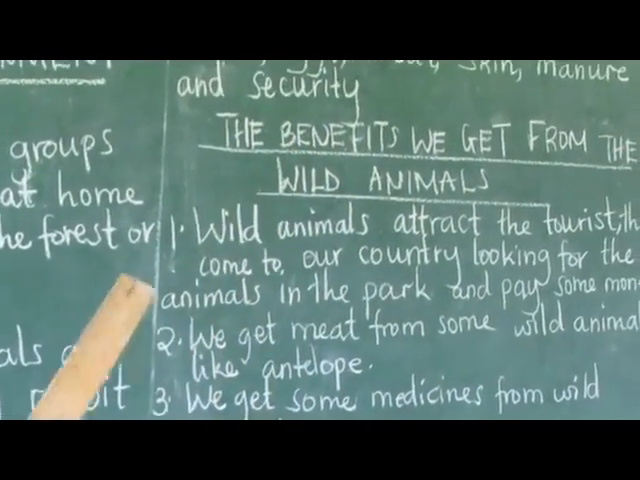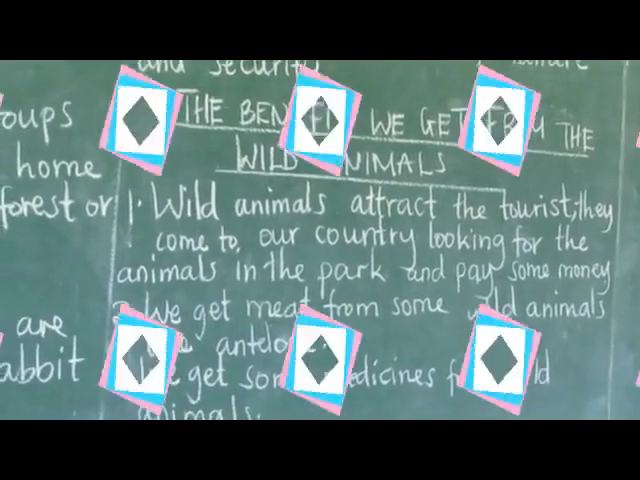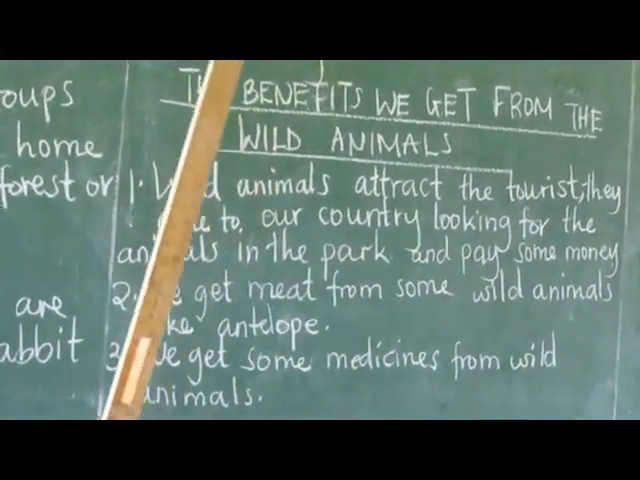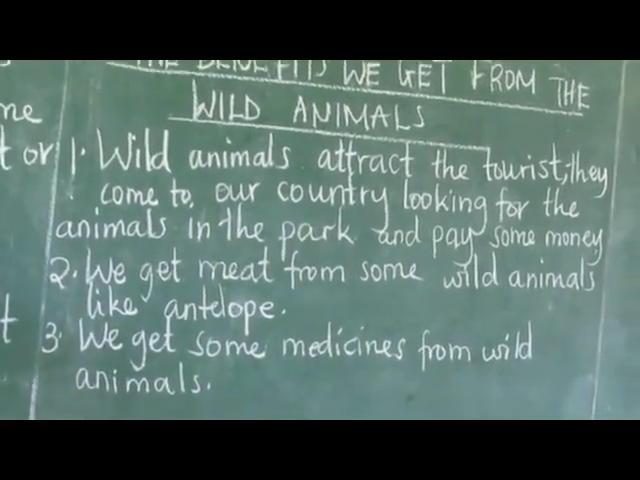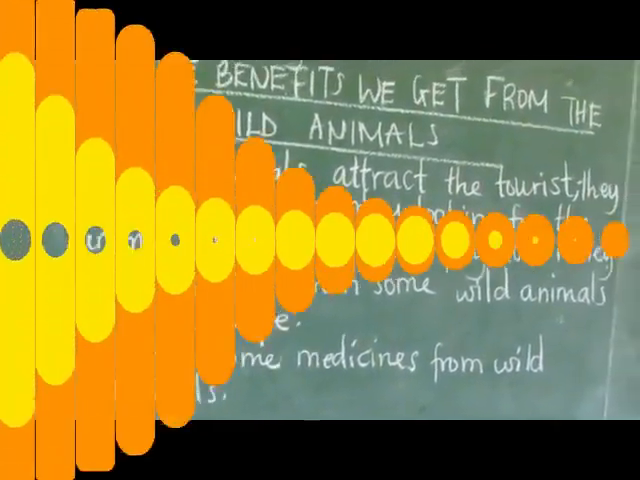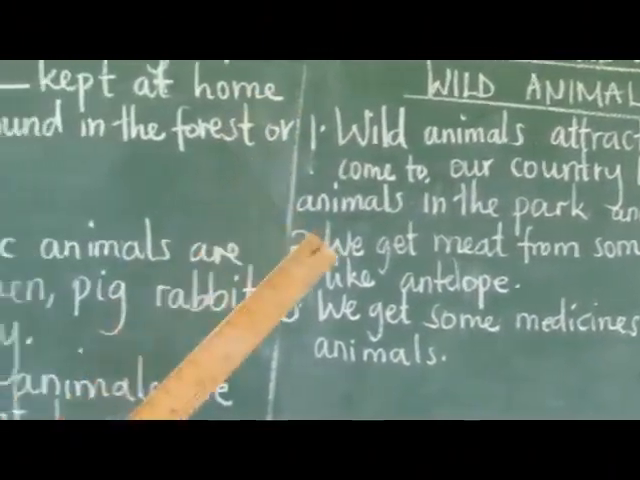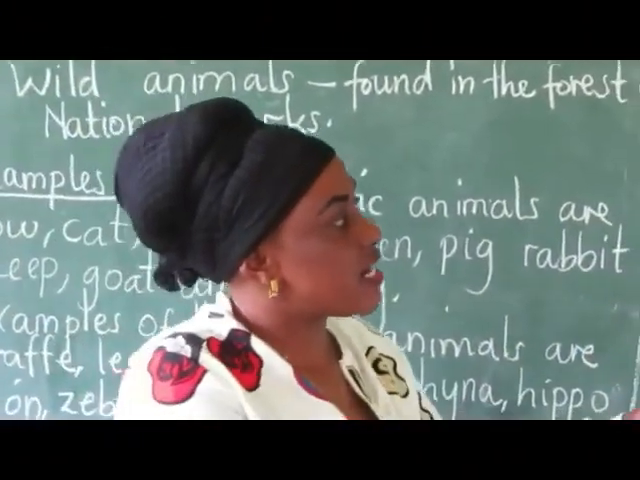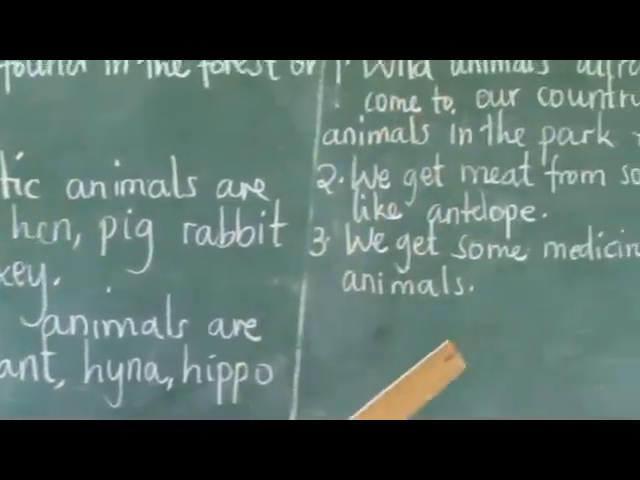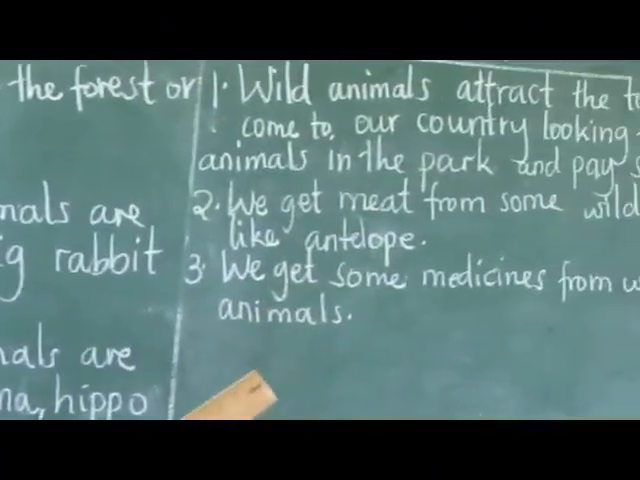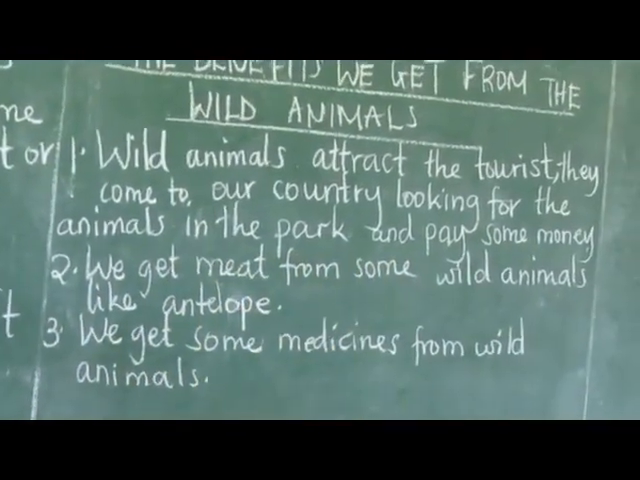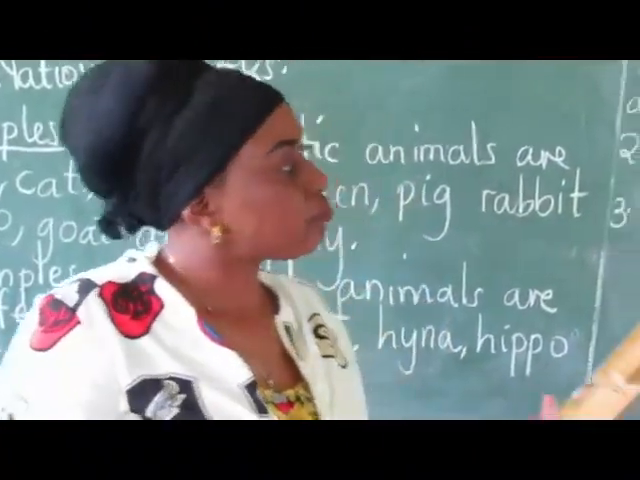Now let us see the benefits we get from the wild animals. The wild animals, as we learn, are the animals found in the forest or at the national parks. Let us see the first benefit. Wild animals attract the tourists. The tourists are white people from abroad. They come to our country looking for the animals in the park and they pay some money. So we get money from the tourists.